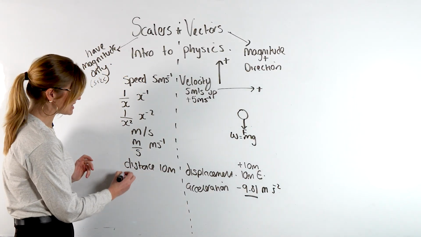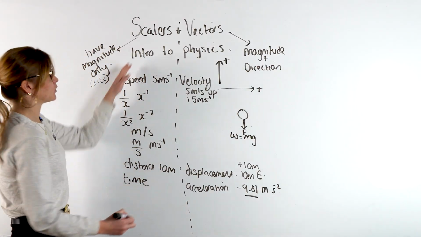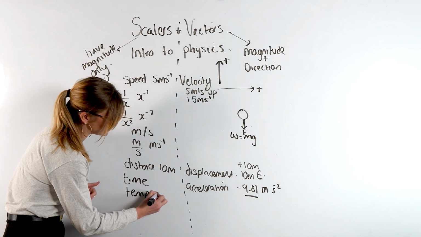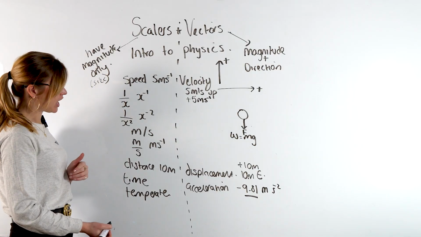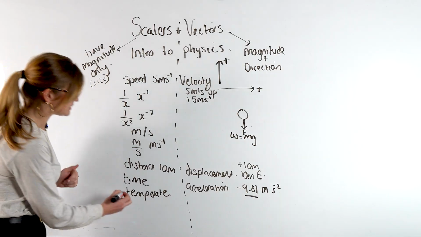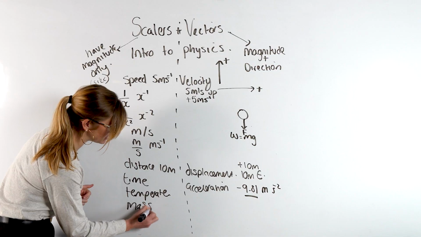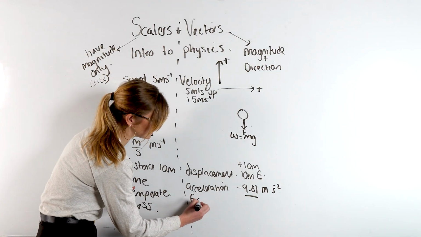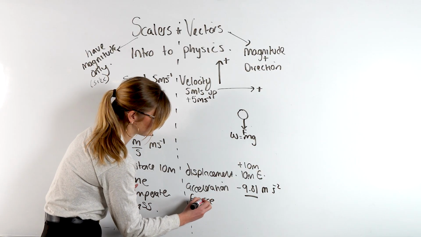Other ones we need to know about: time is always going to be a scalar. Temperature is always going to be a scalar. Other things that are scalars is mass, measured in kilograms, is always going to be a scalar. Things that are vectors that you know about is forces, which are always a vector.